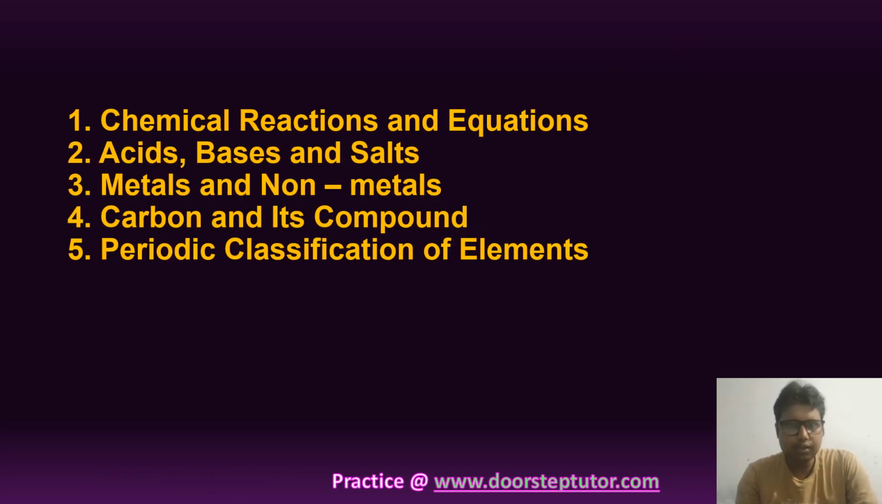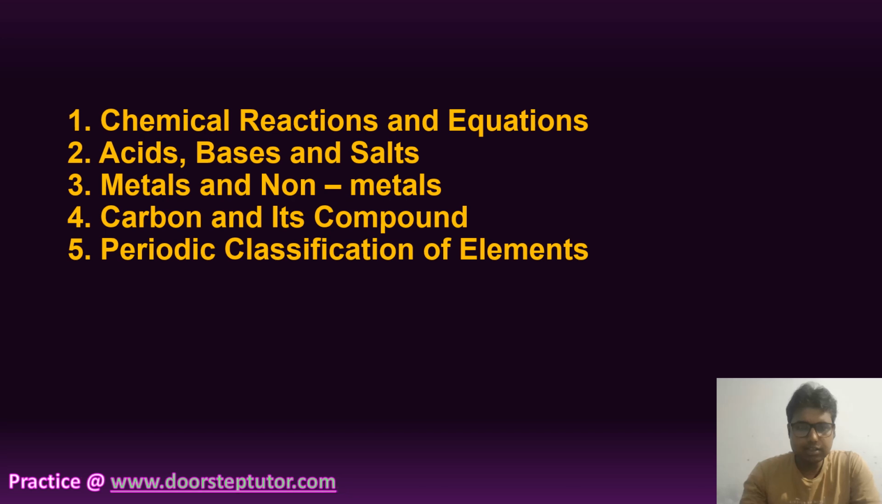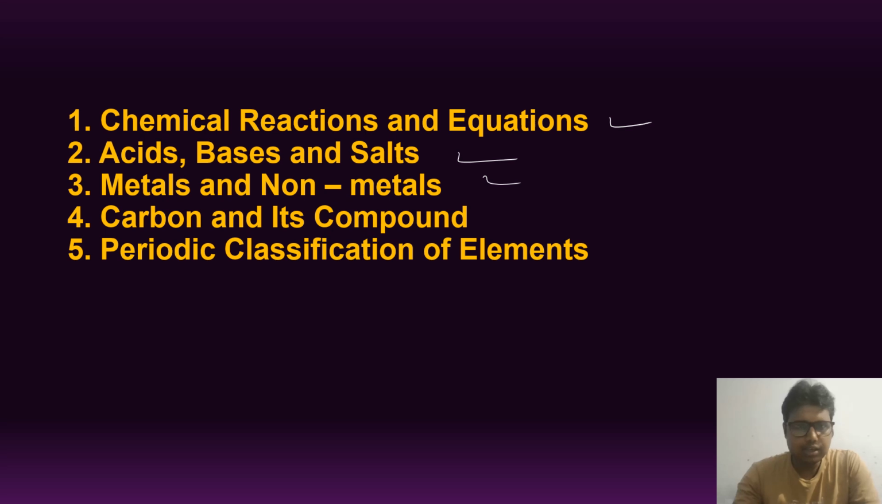Class 10 NSO Chemistry has 5 chapters. The first chapter is chemical reactions and equations. The next chapter is acids, bases and salts. In the third chapter there are metals and non-metals. The fourth chapter is carbon and its compounds. And the fifth chapter is periodic classification of the elements.